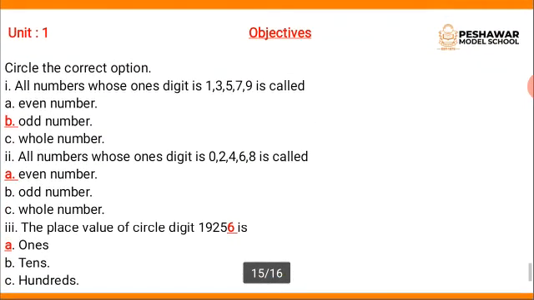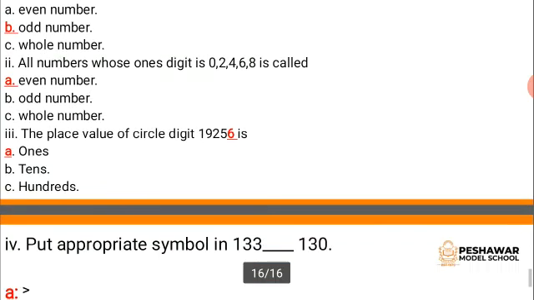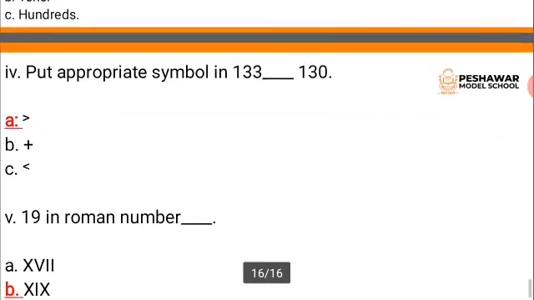Okay boys, here are the objectives of unit number 1. Do it in your copy also. These objectives you have to write in your copy. It's 5 objectives.